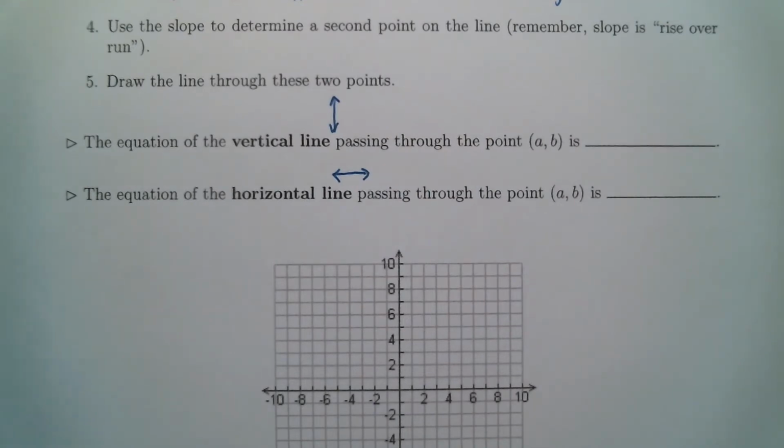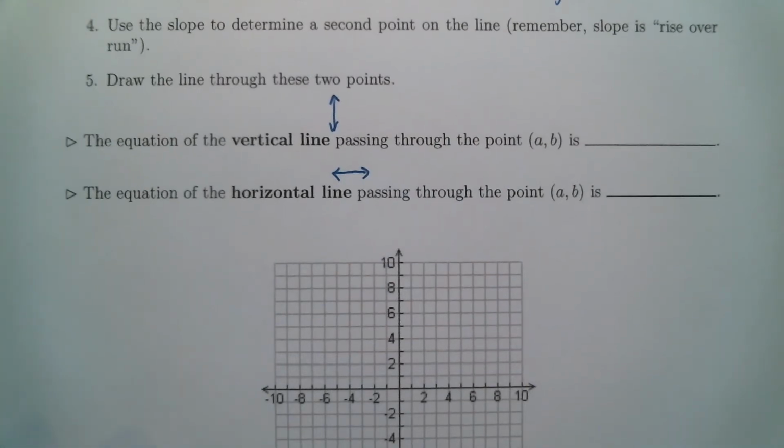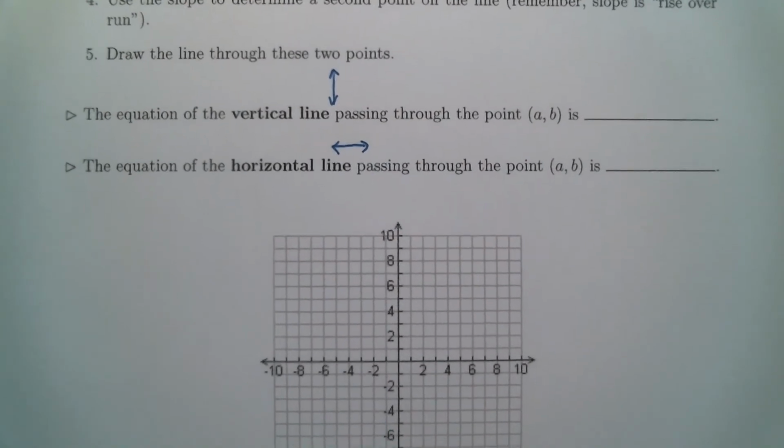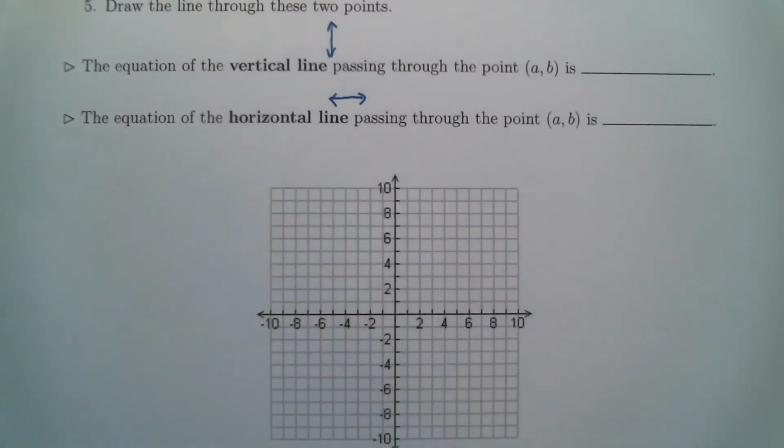The first bullet point says the equation of the vertical line passing through a generic point AB is blank. And the second bullet point says the equation of the horizontal line passing through the same generic point AB is blank.